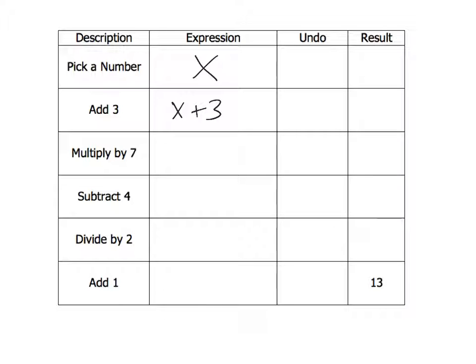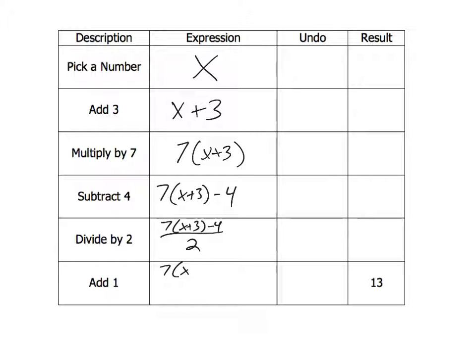Then we're going to multiply by 7. Be careful. Remember, it's the quantity x plus 3 that we're multiplying by 7. Then from that quantity, we'll subtract 4. Then we take all of that, and we're going to divide it by 2. And then our final step is to add 1 to this big old fraction. So this is our number trick that we're going to do. And we were told that the result was 13.